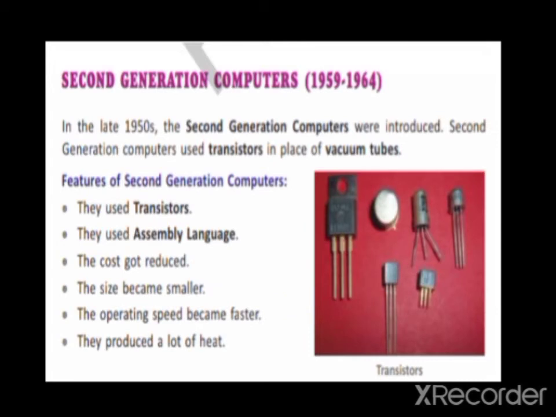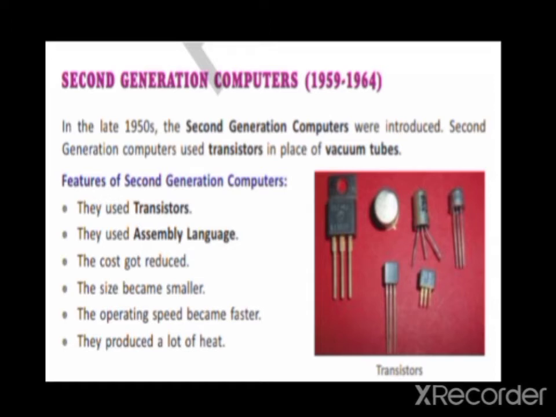After that, in 1959, second generation computers came into existence. What was the difference between the first generation and the second generation? Some new modifications were there. They used transistors in place of vacuum tubes. They used assembly language in place of machine language, and they also produced lots of heat, but their size was smaller compared to first generation computers.